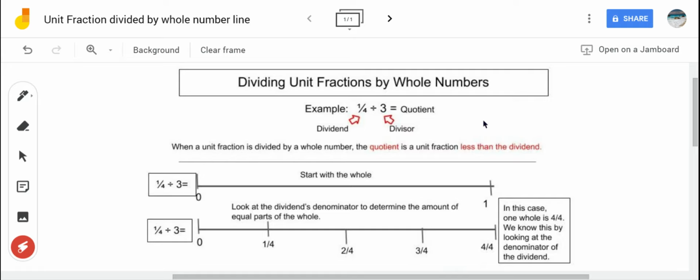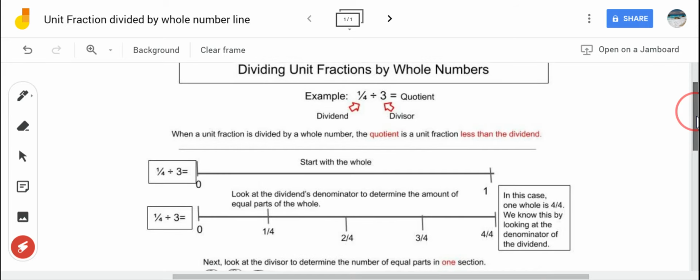So when a unit fraction is divided by a whole number, the quotient is a unit fraction that is less than the dividend. So we are looking for this number here when we solve this to be less than 1/4. So this is how we do this using a number line.